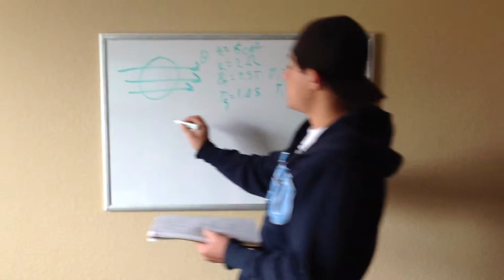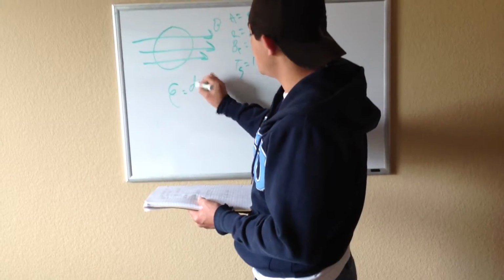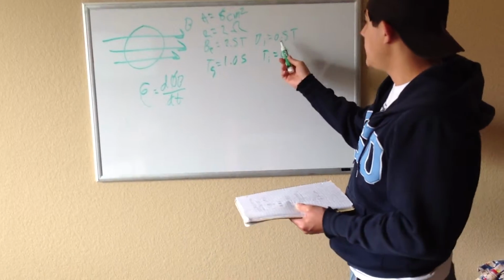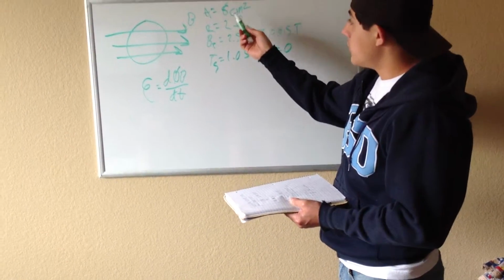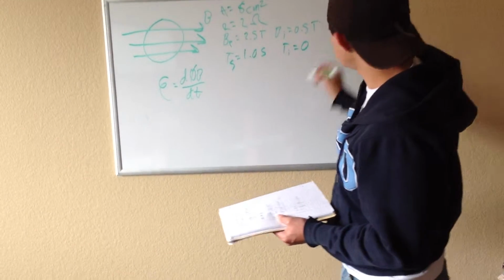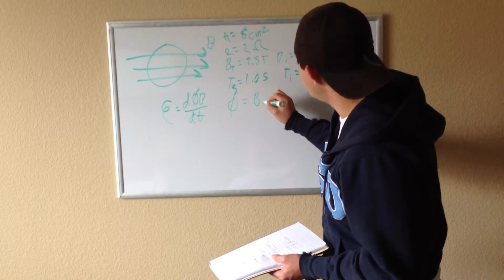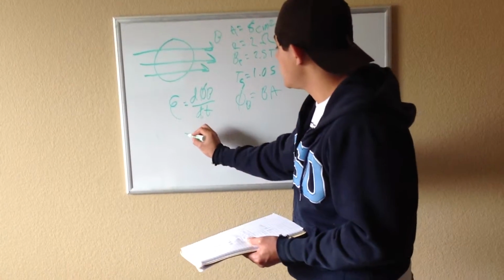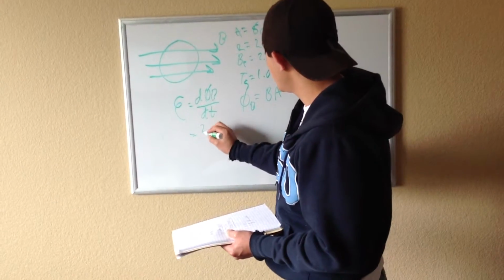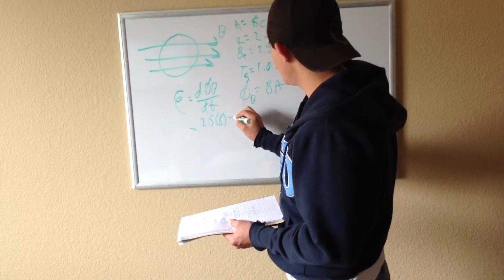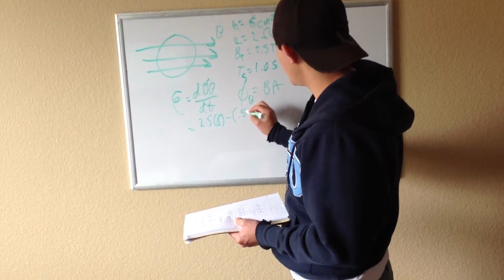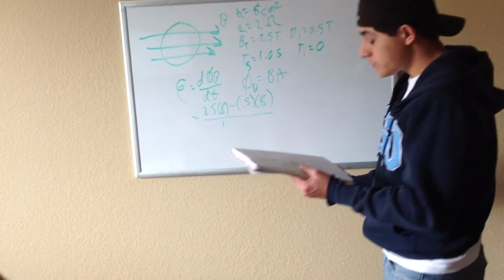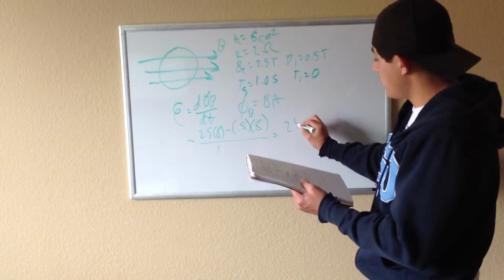Going back to the equation, we have E is equal to the change in flux divided by the change in time. We know the change in B, we know the change in time, and we know the area. Remember that flux is equal to B times A, so we're just going to substitute that in. This is equal to 2.5 times 8 minus 0.5 times 8, divided by 1. So this is equal to 24 volts.